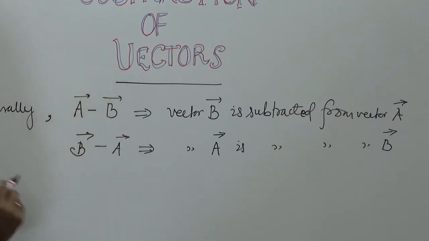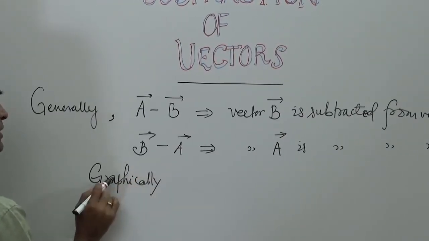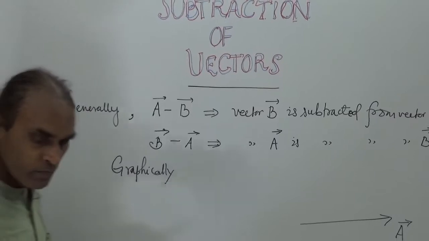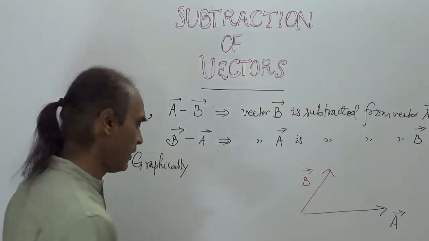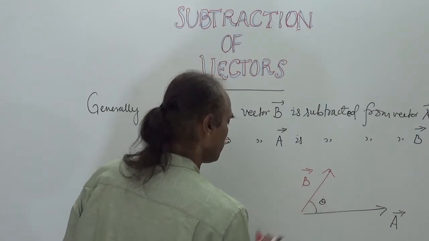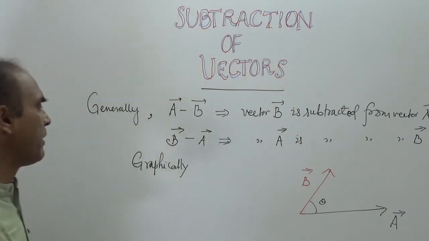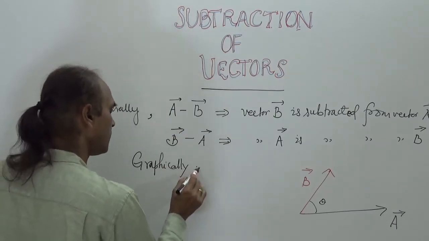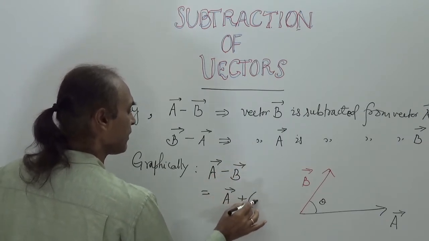So how to write it graphically, or in a diagram? Graphically you can write, say this is vector A, you take another vector B, and the angle between these two vectors be theta. How to represent A minus B? For this purpose, we can write A minus B as A plus minus B vector.